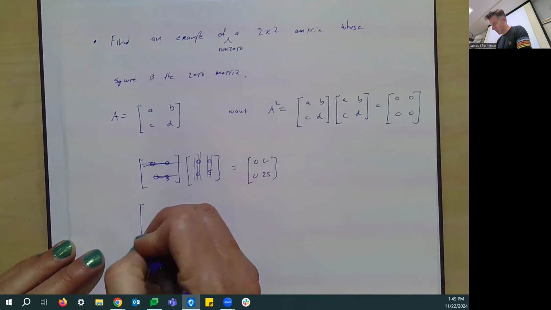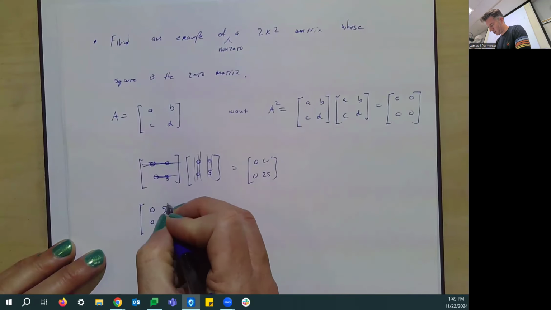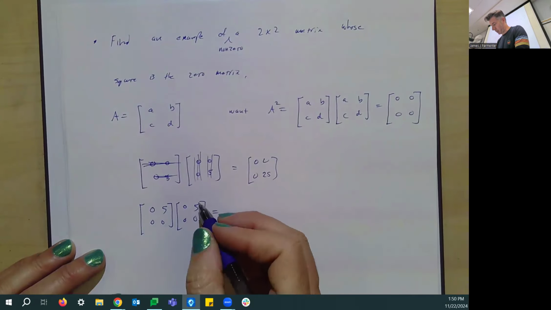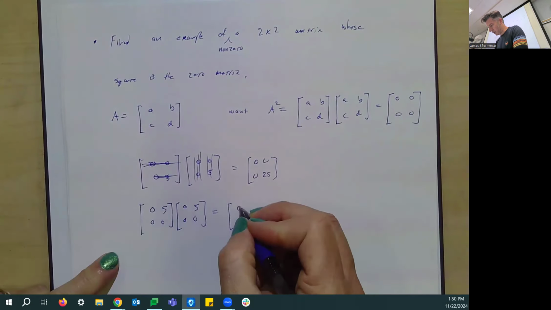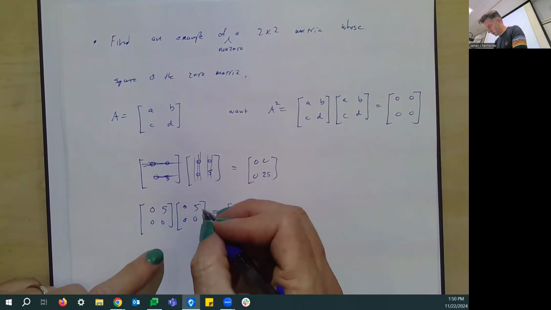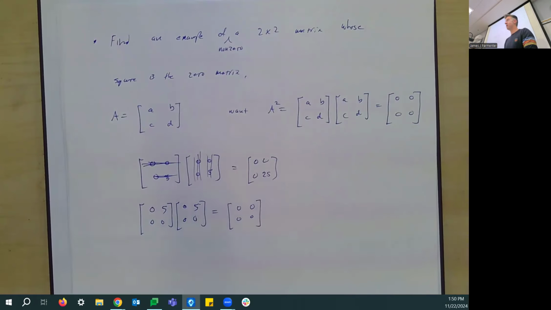So try putting the 5 in a different spot, like here. Then it will work, because you're going to get 0 plus 0, 0 plus 0, 0 plus 0, 0 plus 0. So there's an example of a non-zero matrix whose square is the zero matrix.